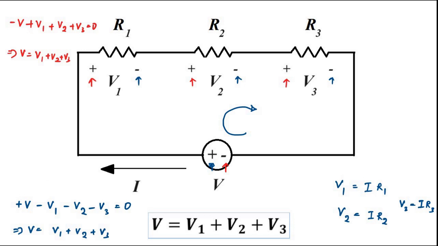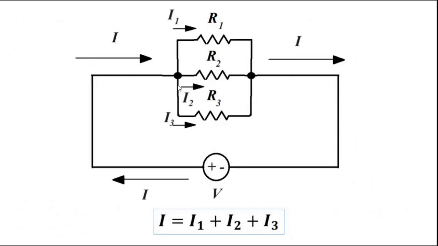So this is KVL, and similarly KCL we can do. So here current I is flowing. This is the node where the current entering is I, and the currents that are going away are I1, I2 and I3.